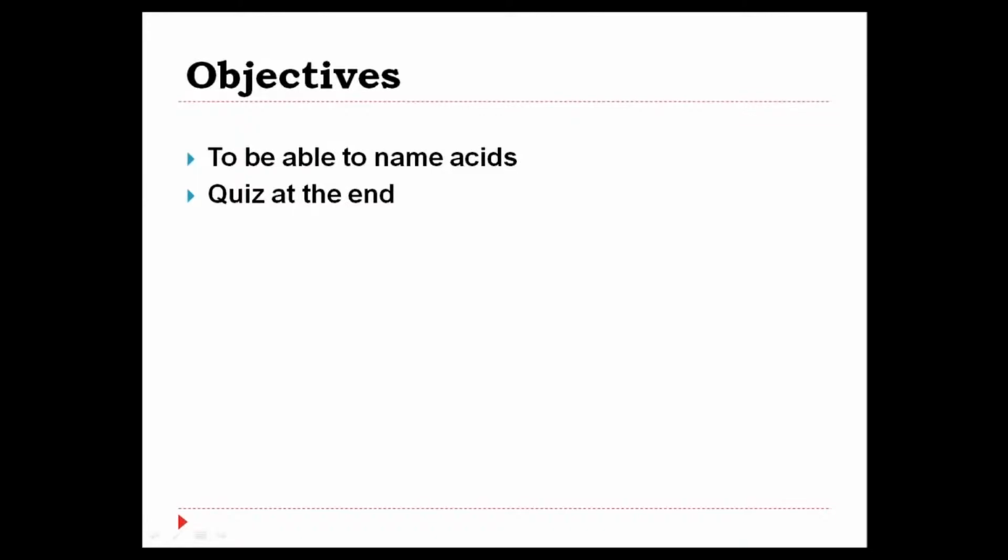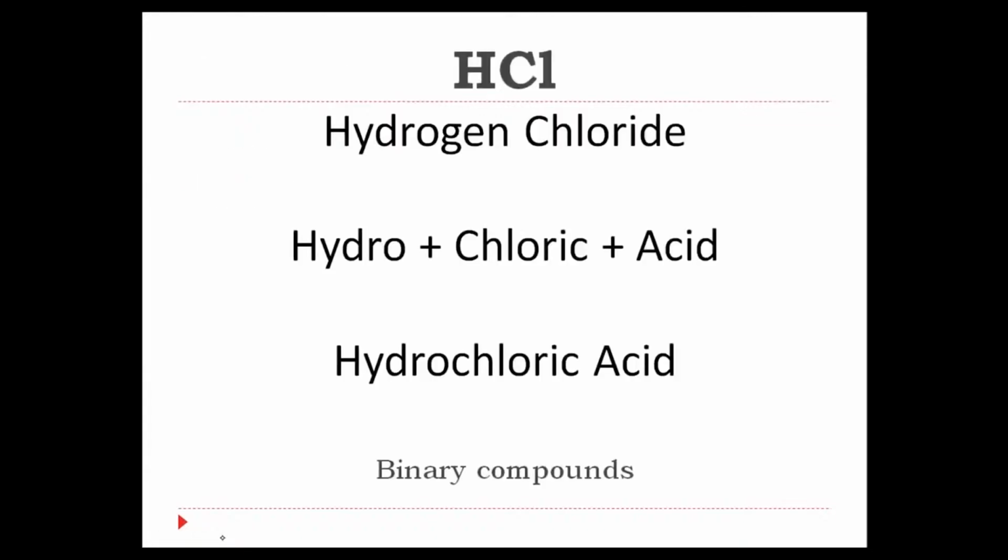Today's video, the goal is for you personally to be able to name acids. Alright dudes, here we go. If I have a binary compound, that's right, a binary compound with two elements, hydrogen and chlorine, typically you might call that hydrogen chloride. Maybe some of you might call it hydrogen monochloride. That's cool, but when it's an acid, the name changes.